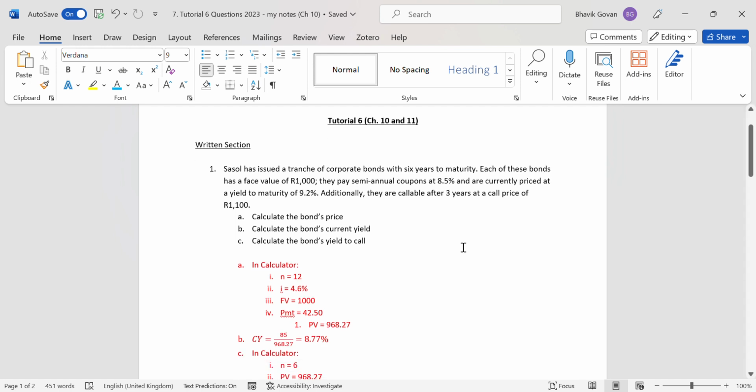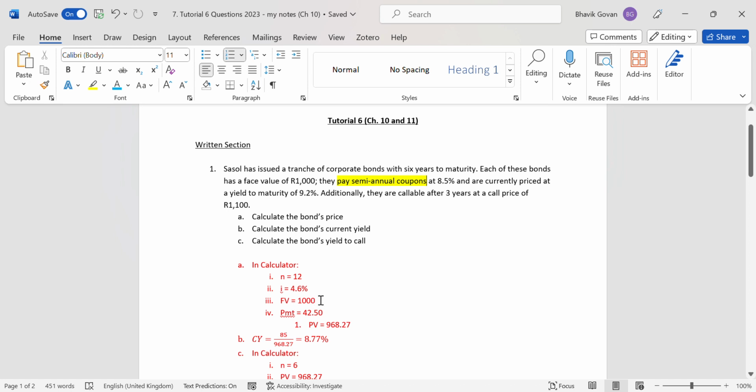So for bond calculations, it's best if you use your financial calculator. In your calculator, these are the inputs. n is equal to 12. They tell us that it's 6 years to maturity, but they say they pay semi-annual coupons, so just take note of that. Basically, now instead of dealing with 6 periods, we're dealing with 12 periods because the bond pays out coupons twice in a year. So that's why n is 12.